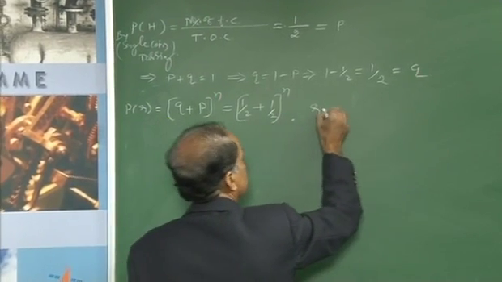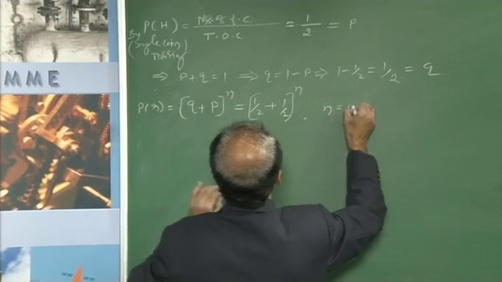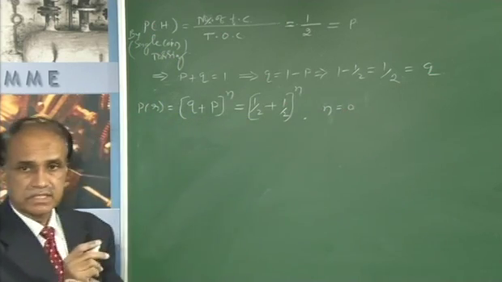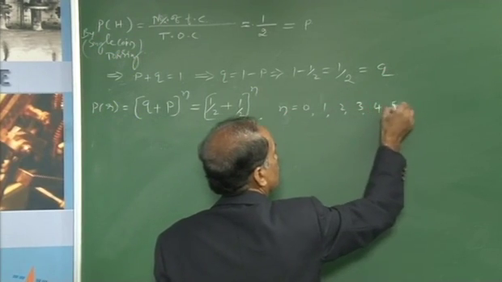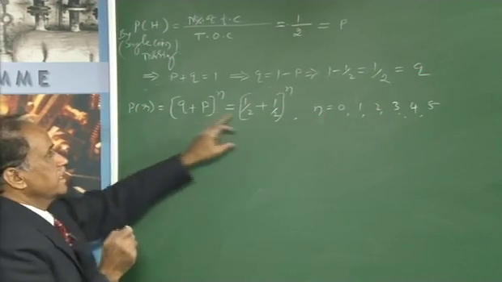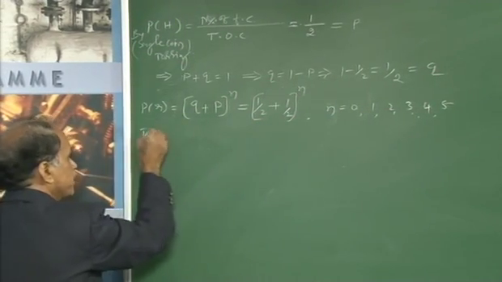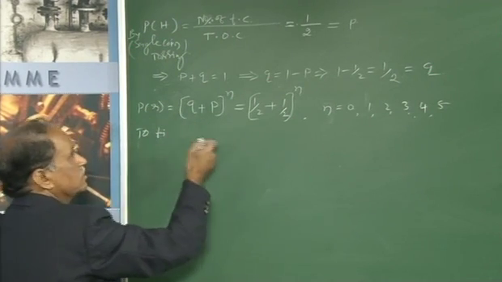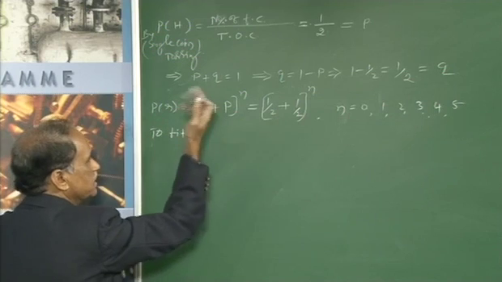That is, n is equal to 0 up to 5: 1, 2, 3, 4 and then 5. Now, this is P(r), the basic equation of the binomial distribution. Now, to fit this distribution and to verify with the chi-square test, we multiply on both sides by the total frequency.